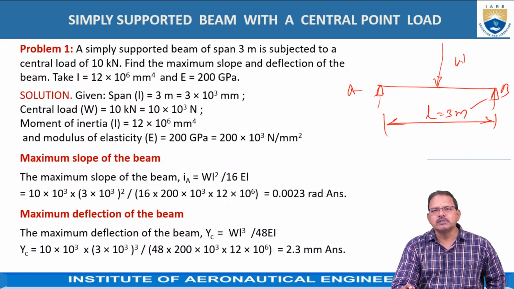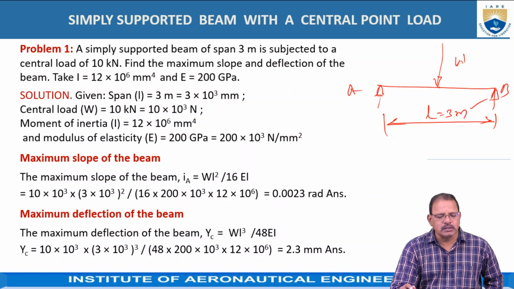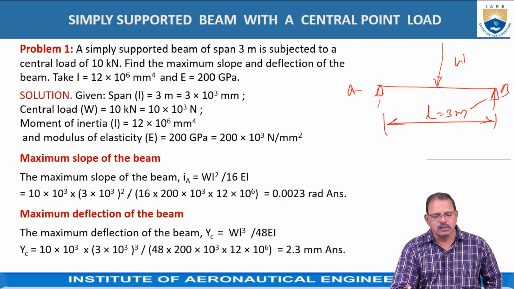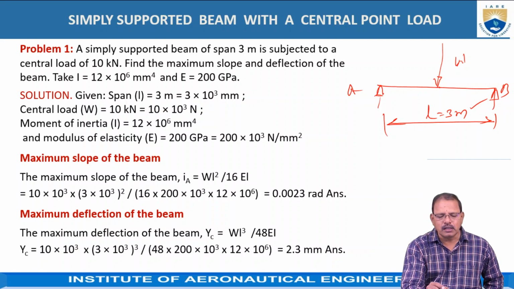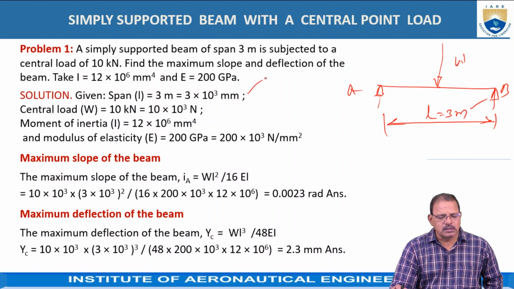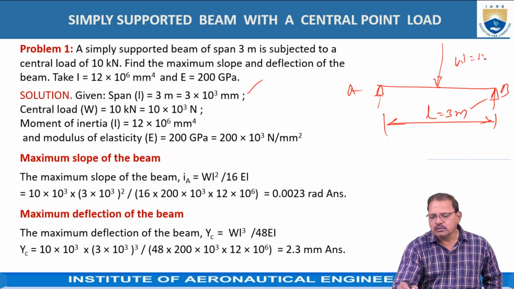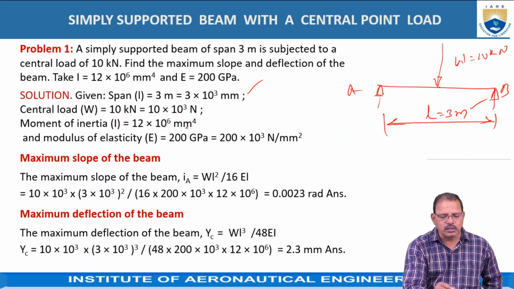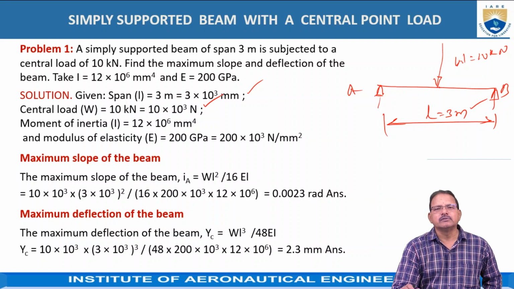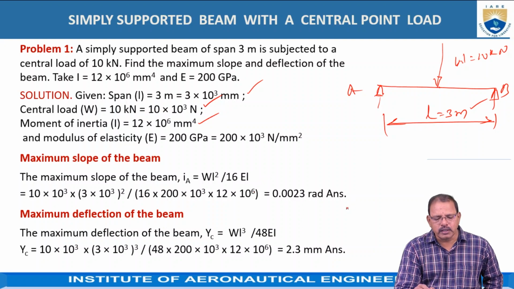We are converting all the dimensions into mm only, because the I value is given in mm. We are converting into the same units. That is 3 meters is equal to 3 into 10 to the power of 3 millimeters. The central load is equal to 10 kilonewtons. Here W is equal to 10 kilonewtons, which is equal to 10 into 10 to the power of 3 newtons. And the moment of inertia is equal to 12 into 10 to the power of 6 mm to the power of 4. And modulus of elasticity is equal to 200 gigapascal, that is 200 into 10 to the power of 3 Newton per mm square.